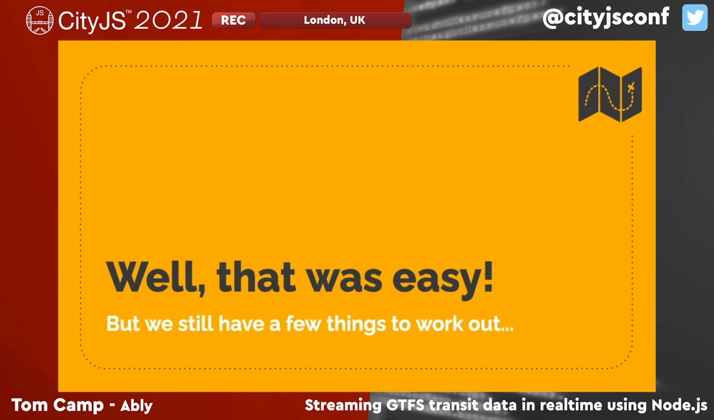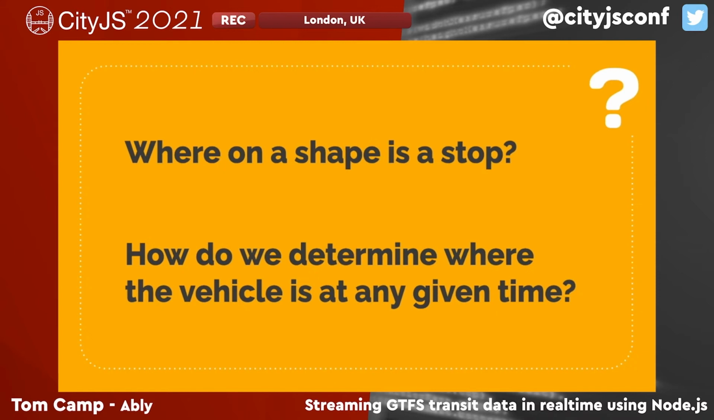The shapes let us know the route, the stations let us know some times and additional information, great. But before we start using this to work out exact positions of vehicles between all of those stops, we need to consider something, which is where on a shape is a stop.